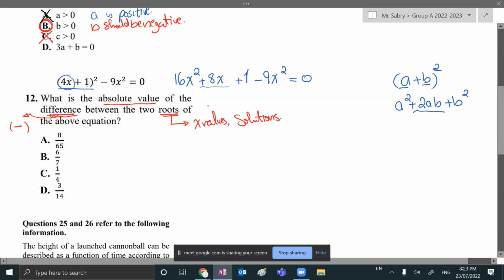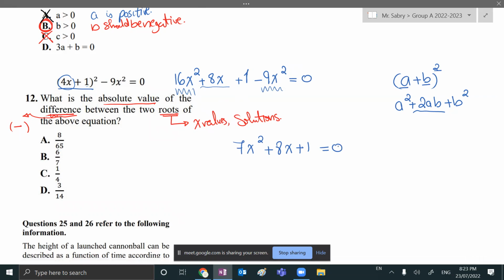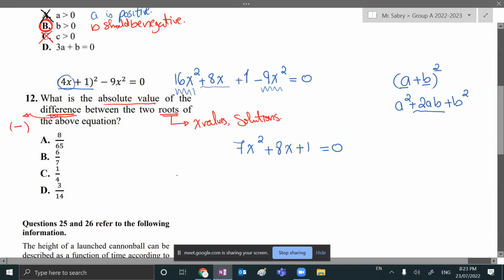Good. Then what happens next? There are like terms. There's this 16x to the power of 2 along with the negative 9x to the power of 2. So 16 minus 9 gets me to 7x to the power of 2 plus 8x plus 1, all equals 0. Any questions until this point? Everyone? Okay, so far clear, yes, thank you.